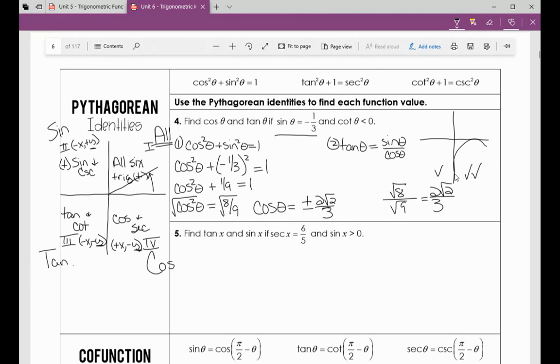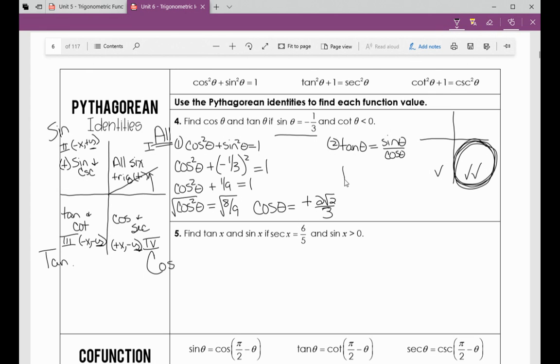And then based on the fact that we are in quadrant 4, which one of these do I keep? The positive answer or the negative answer? What is cosine always going to be in quadrant 4, positive or negative? Positive. So I'm going to take out the negative. So there's cosine. They gave me sine. I now have cosine. I can use that to find tangent.